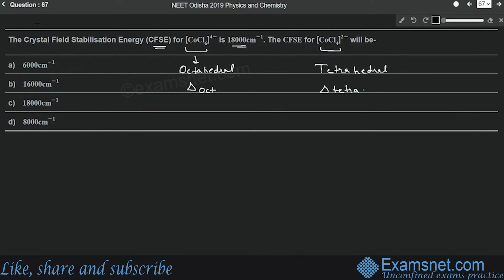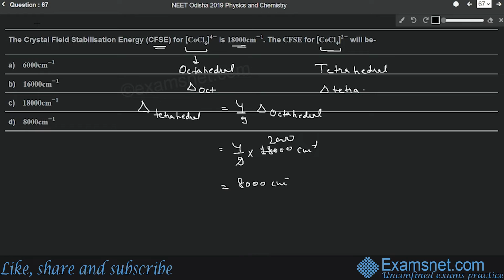So for that we need to know the relation between these two, and the relation is delta of tetrahedral complex is equal to 4 by 9 times delta of octahedral complex. So 4 by 9 into what is delta of octahedral given in the question? It is 18,000 per centimeter. So 9 into 2 is 18. So here we have 2000 and 4 into 2000 will be 8000. Unit will be per centimeter. So the answer will be 8000 per centimeter. That means option D will be the correct answer.